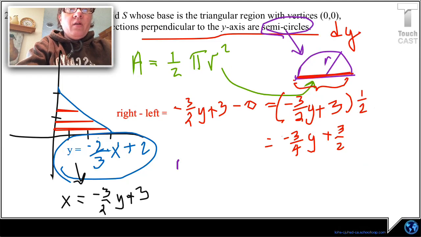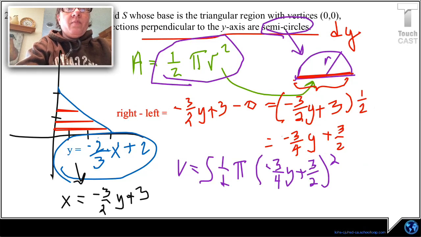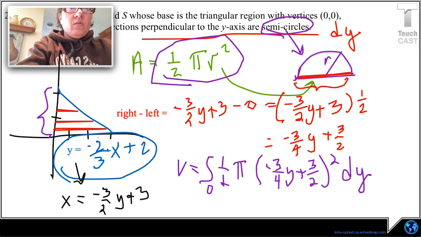So totaling up the area of all of my semicircular discs, now I'm going to get 1/2 pi times this radius that I just found, negative 3/4 y plus 3/2. Remember, I have to square the radius, 1/2 pi r squared, with respect to y. And looking at all of my y values, the lowest one I'll have is 0, and the highest one I'll have is 2. See if you can integrate that, and then check your answer.